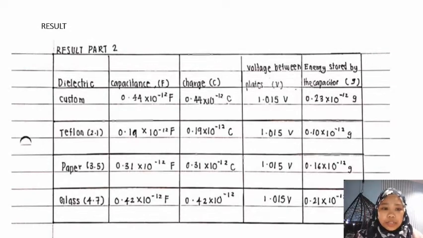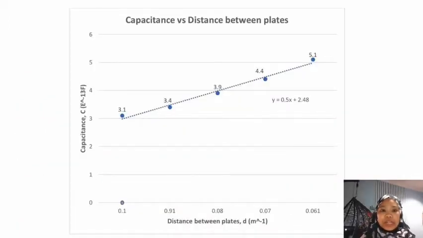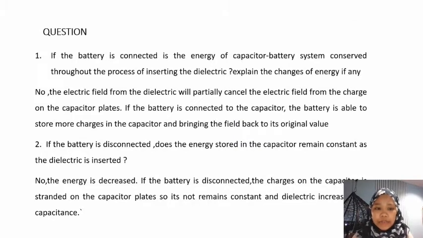Alright, now this is the result for part 2. From the graph of capacitance versus distance between plates, we can see that the capacitance is proportional to the distance between plates. Alright, from this experiment, there are 2 questions. The first one is, if the battery is connected, is the energy of the capacitor battery system constant throughout the process of inserting the dielectric? Explain the change of energy if any.